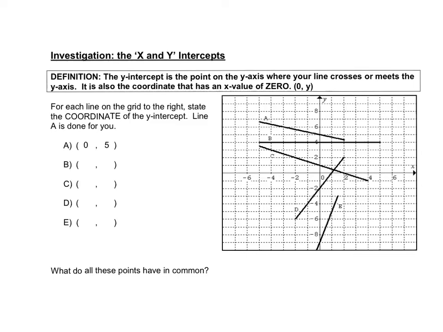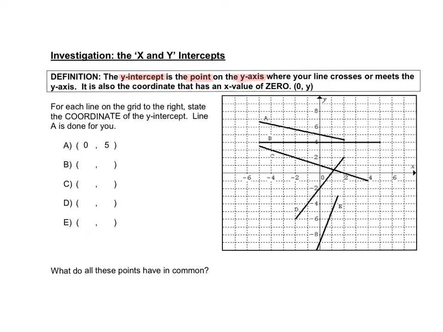Okay, so today we are going to learn about graphing using x and y intercepts. Let's do a little investigation about x and y intercepts first. By definition, what's a y-intercept? A y-intercept is a point where the graph or the line crosses the y-axis.